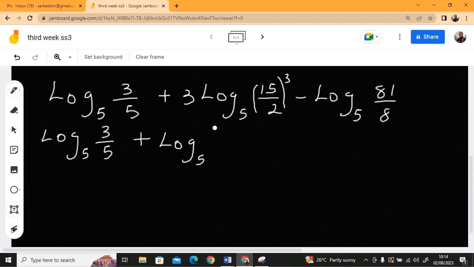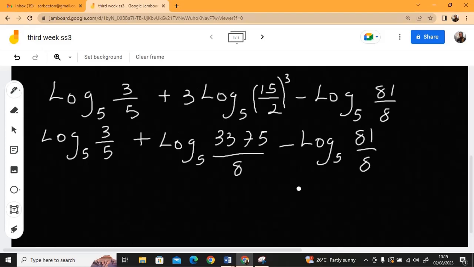That will give us 15 times 15 times 15, 15 in 3 places. So let's check. If you have your calculator, times 15, that will give us 3,375. Right? Over 2 raised to power 3, which is 2 times 2 times 2, that is 8. You can see now it's changing. Minus log base 5, 81 over 8. Now you can apply the laws of logarithm.